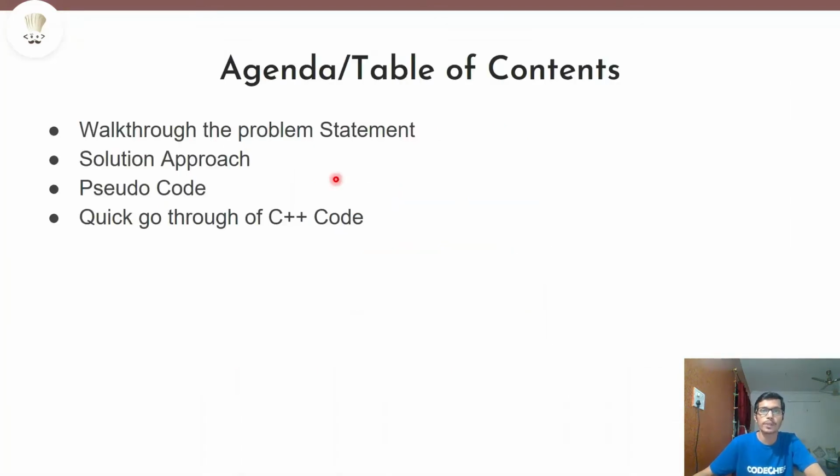Our agenda for today's video is going to be as follows. First, we will walk through the problem statement and try to understand what the problem is trying to say. Then, we will see the step-by-step detailed approach to the solution, followed by which we will be seeing the pseudocode and then quickly going through the C++ implementation of the same.